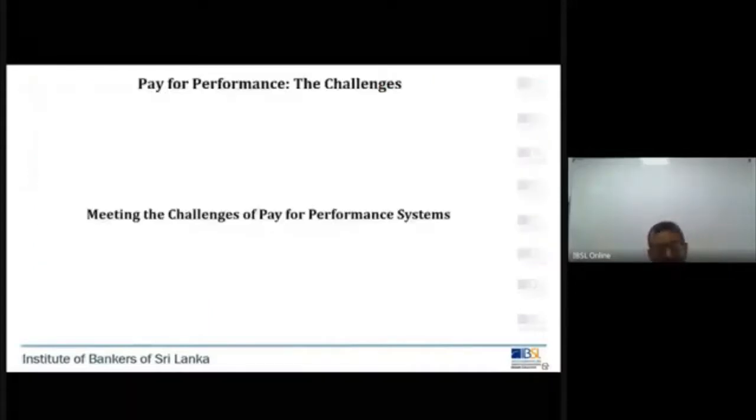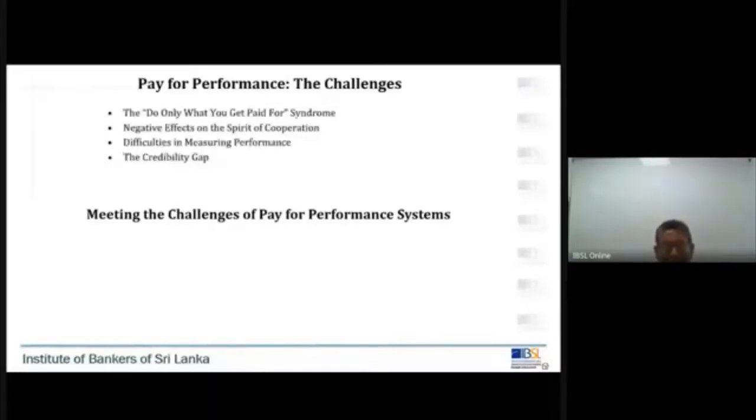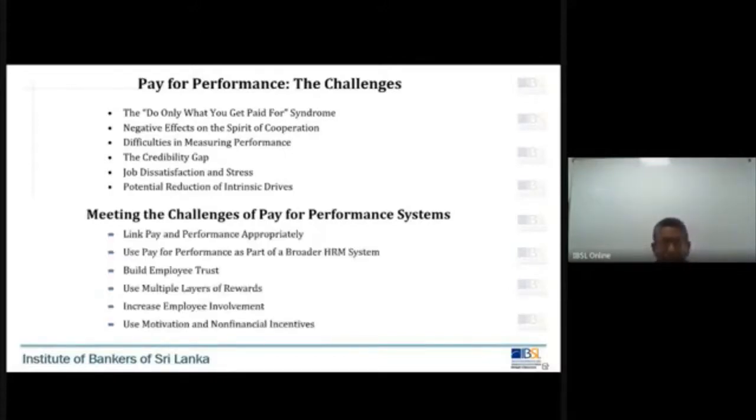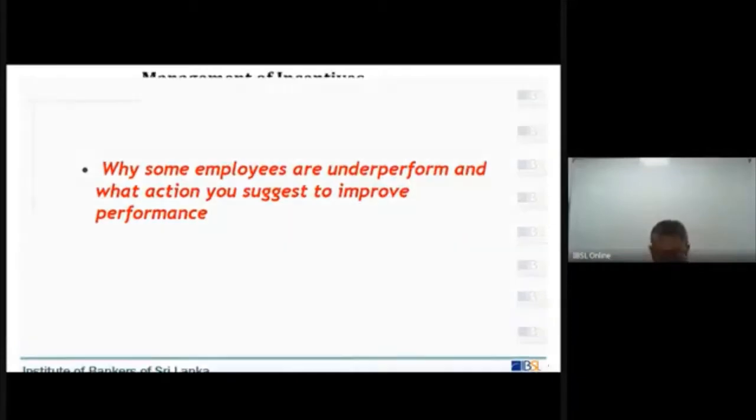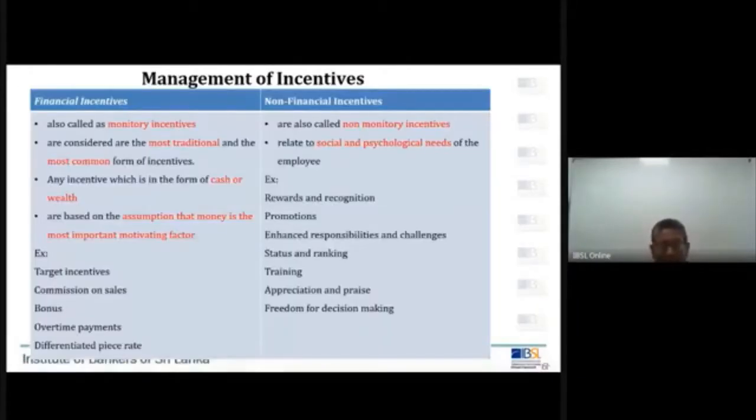Then you look at pay for performance, that means the performance based remuneration system. What are the challenges? Just look at it. Pay for performance. It is in your handout, no? Oh, right. It is not there, so don't worry about that point. Okay.